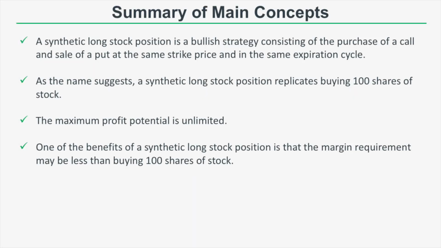So let's take a look at the summary of main concepts from this video. A synthetic long stock position is a bullish strategy consisting of the purchase of a call and sale of a put at the same strike price and in the same expiration cycle. As the name suggests, a synthetic long stock position replicates buying 100 shares of stock. The maximum profit potential is unlimited, and one of the benefits of the synthetic long stock position is that the margin requirement may be less than buying 100 shares of stock. So the real benefit of trading the synthetic as opposed to actually buying 100 shares is that you might not have to put up as much money to get that exposure.